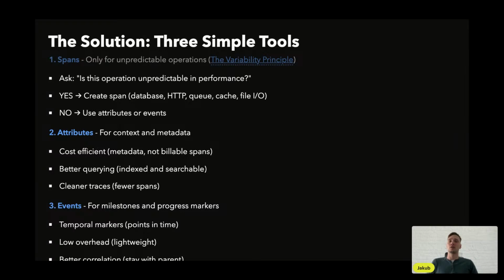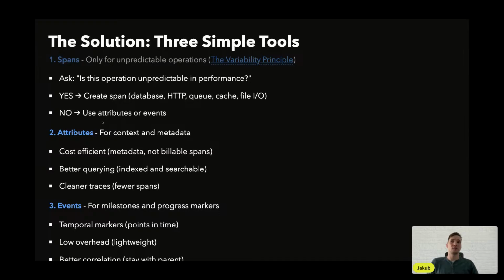So what framework can you apply to go beyond those patterns? Use the variability principle when you have to create a span. Ask yourself the question: is this operation unpredictable? If it is, and it will usually be a database call, an HTTP request, or any other I/O operation, you probably need a span for that. Otherwise, you can just use attributes or events.